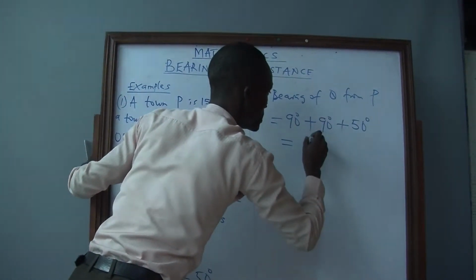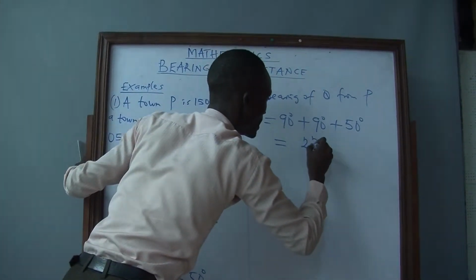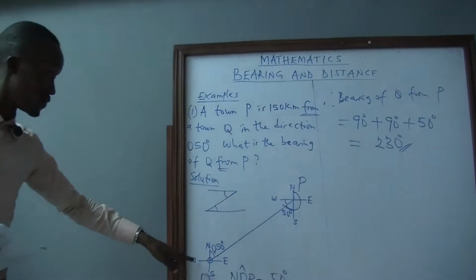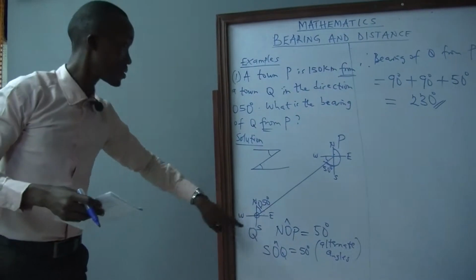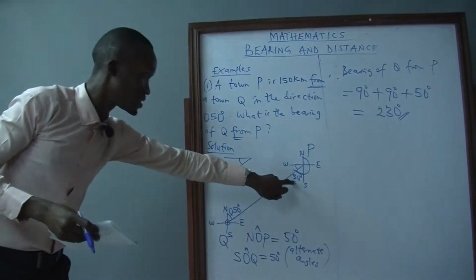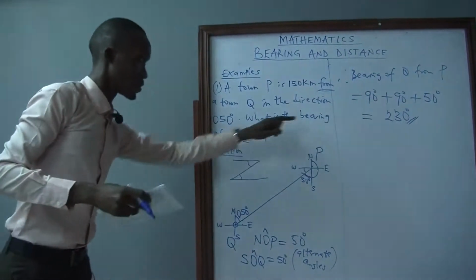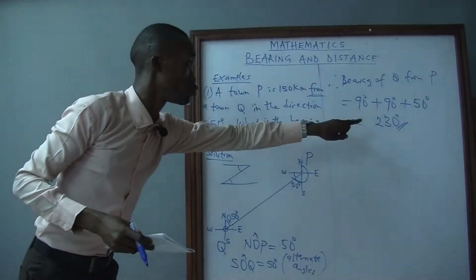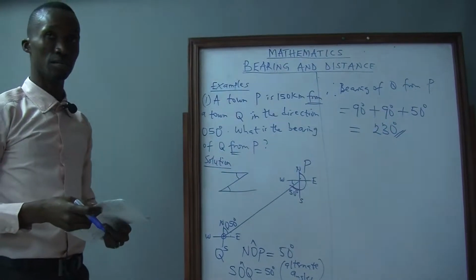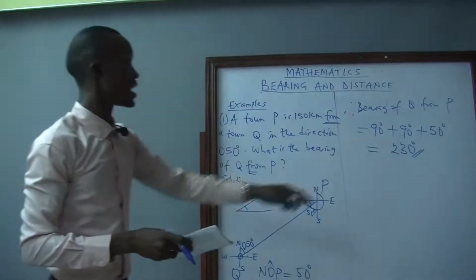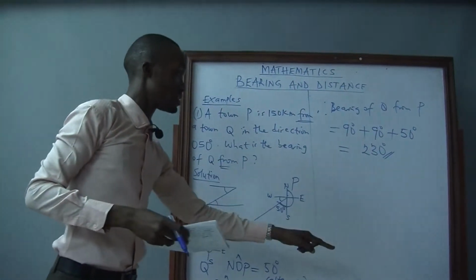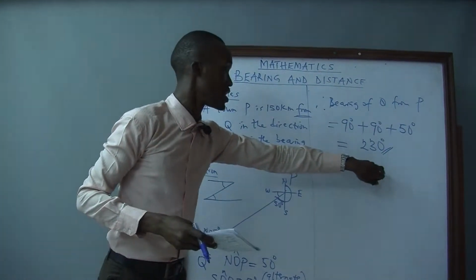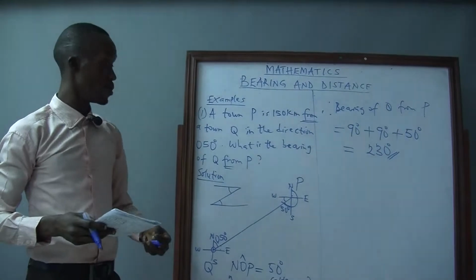And this one is 230 degrees. Now if the bearing of P from Q is 50 degrees, then the bearing of Q from P is 90 plus 90 plus 50, which is giving us 230 degrees. And this is taken clockwise, and this form is referred to as the bearing in the surveyor's form.